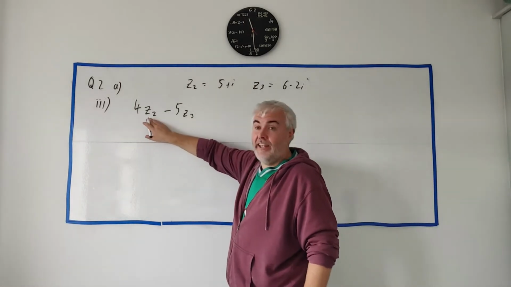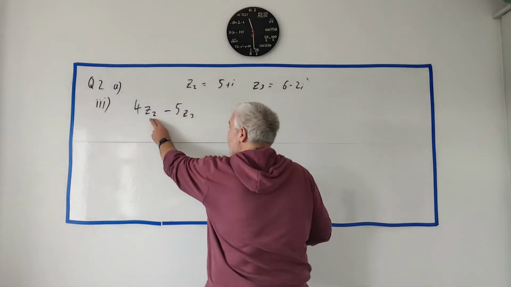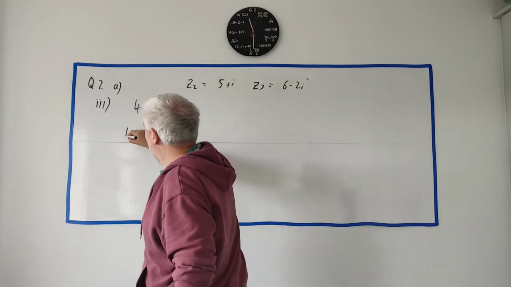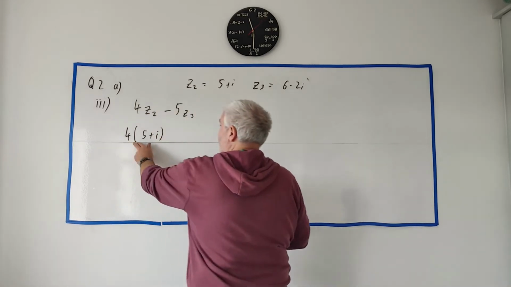Okay, 4z2 minus 5z3. Well, instead of z2, I know what z2 is. It's 5 plus i. So I'm going to write 4 multiplied by (5 plus i).